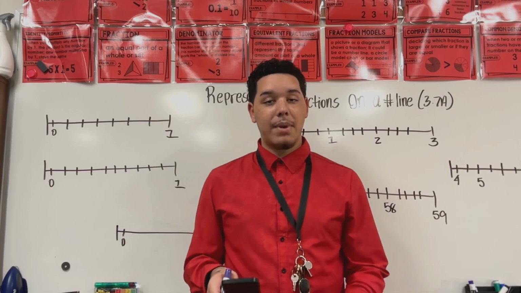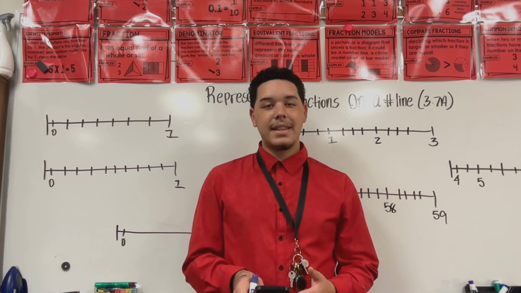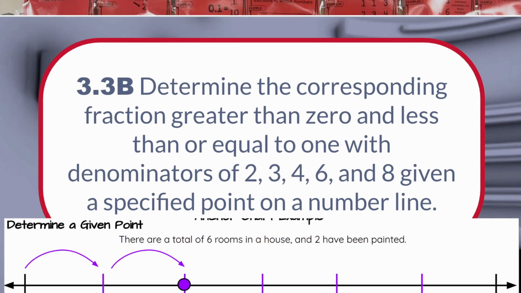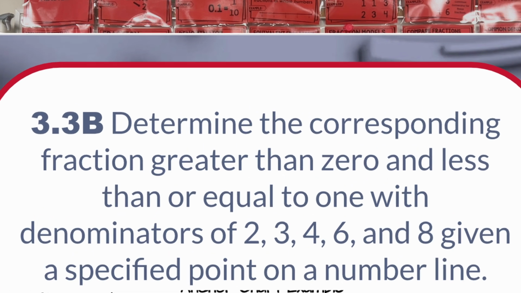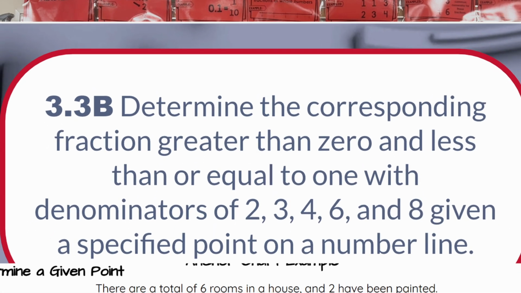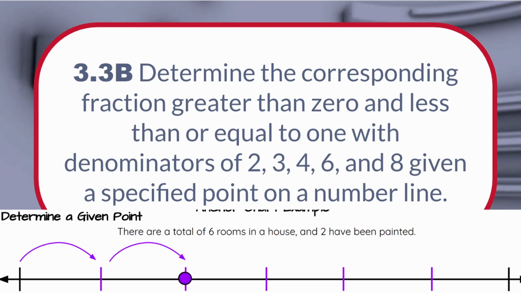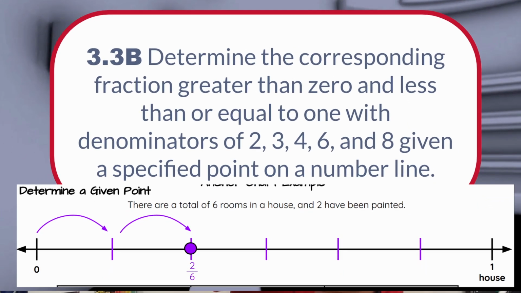We're also going to be breaking down another TEK here. The TEK that we're also going to work with is TEK 3.3b, which is to determine the corresponding fraction greater than zero and less than or equal to 1 with denominators 2, 3, 4, 6, and 8 given a specified point on the number line. All right, so let's go ahead and dive right into it.